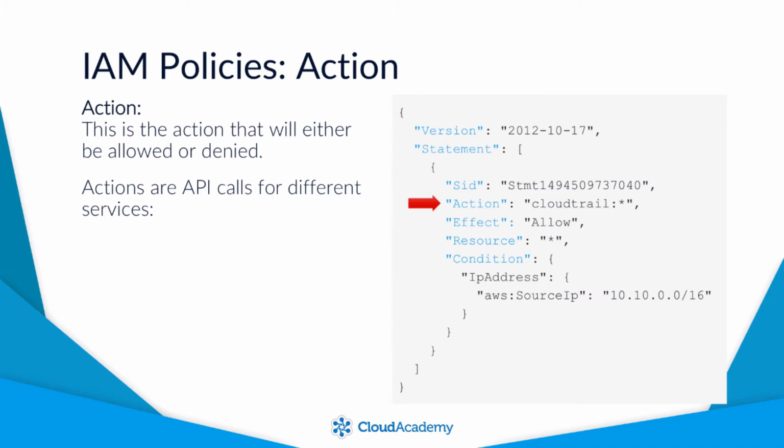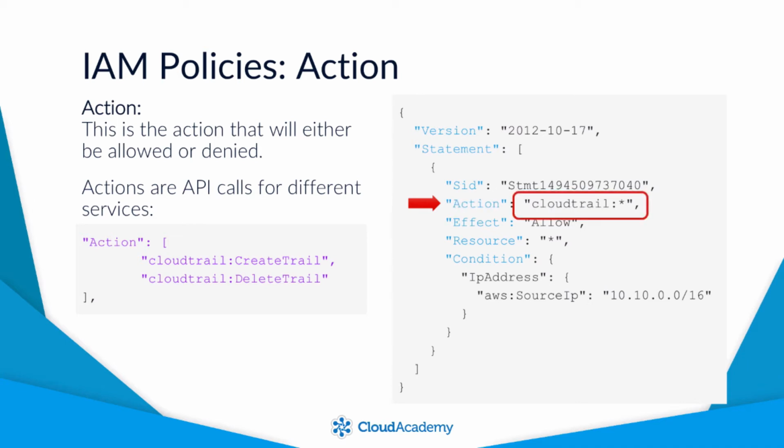The action is prefixed with the associated AWS service. For example, you can see on the screen here we have two actions for CloudTrail. One is to create trail and the other is to delete trail. Or you could, as seen on screen, use an asterisk as a wildcard, which represents all actions for the CloudTrail service, essentially granting full access to the service.